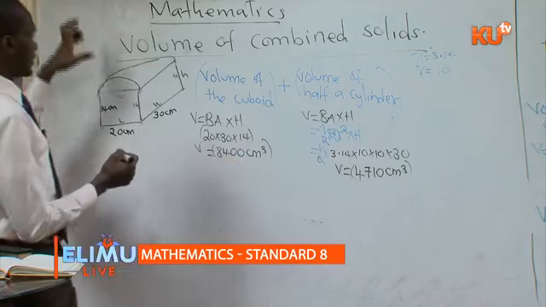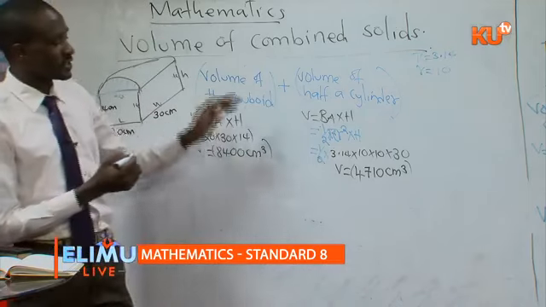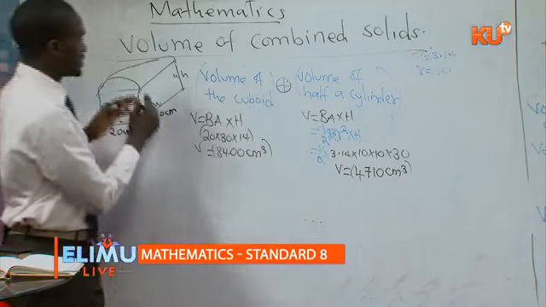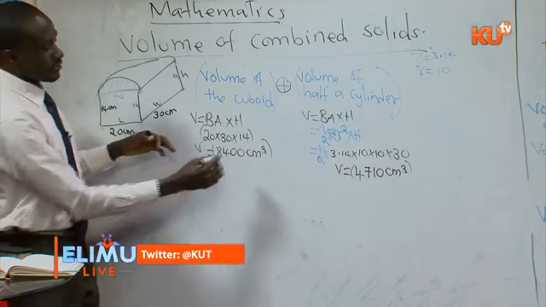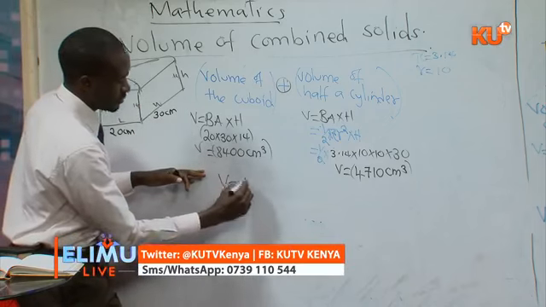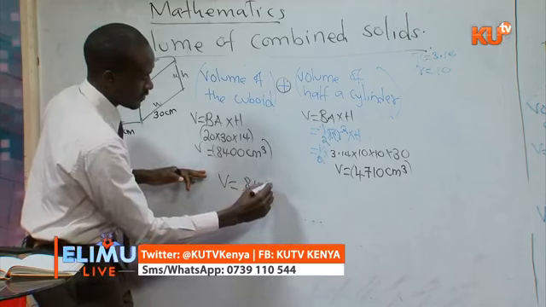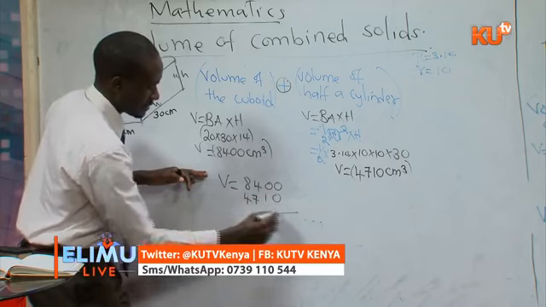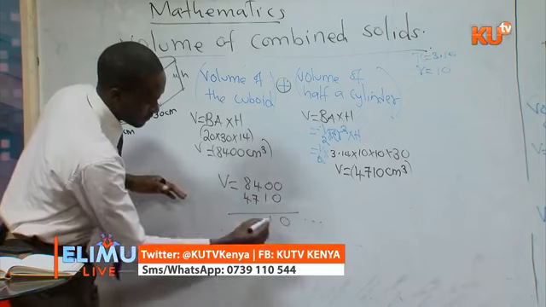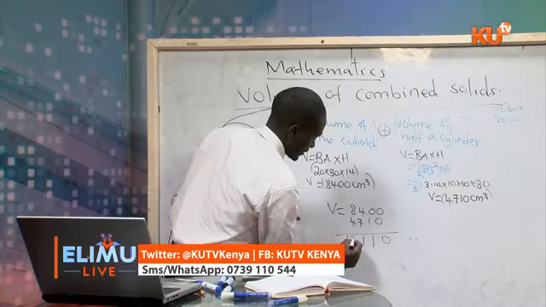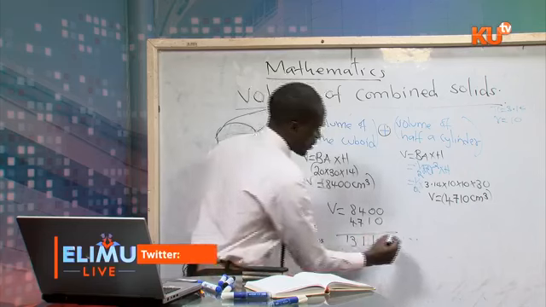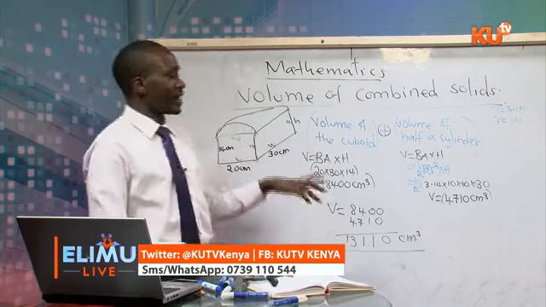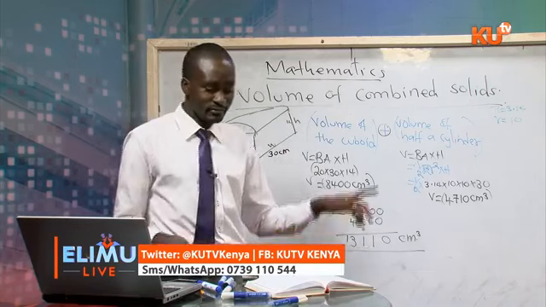Now this is our volume for the lower figure, which is the cuboid, and the volume for the upper figure, which is half a cylinder. Now what's the total volume? We said we add, because this one has been added on top of this one. So we say total volume is 8,400 plus 4,710 gives us 13,110 cubic centimeter. I want to throw another challenge.